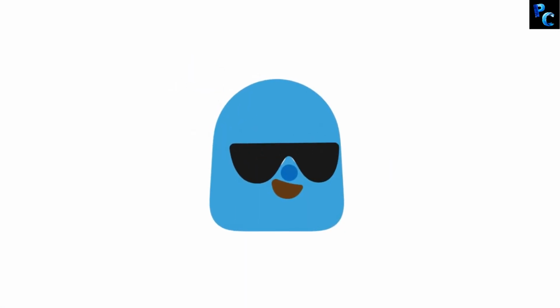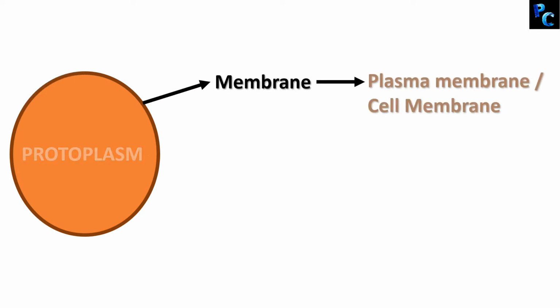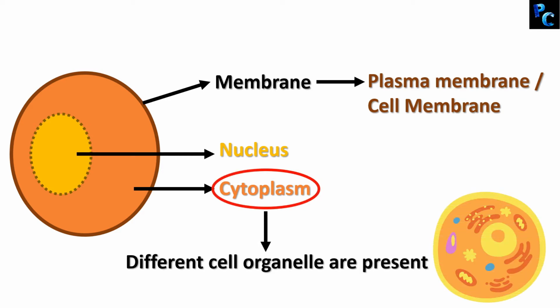Do you have any idea what a cell is made of? Basically, a cell is a tiny mass of protoplasm which is surrounded by a membrane. A cell has one outer covering that is called the plasma membrane or the cell membrane, and inside is the cytoplasm. And there is the brain of the cell, which is nothing but the nucleus. Within the cytoplasm, other cell organelles are present. This nucleus and cytoplasm together is called protoplasm, and the outer covering of the cell is called the plasma membrane or cell membrane. In plants, on top of the plasma membrane, there is the cell wall. We will discuss the cell wall as well.